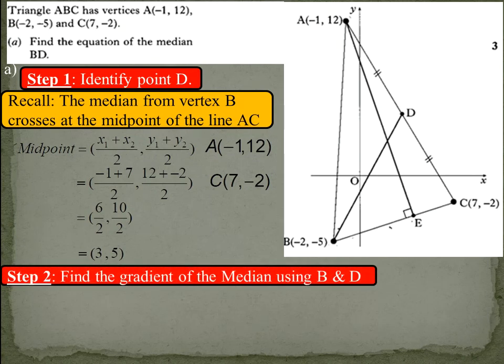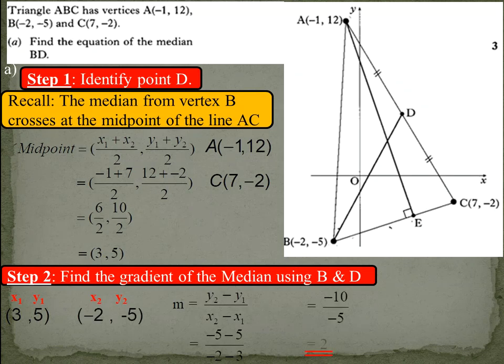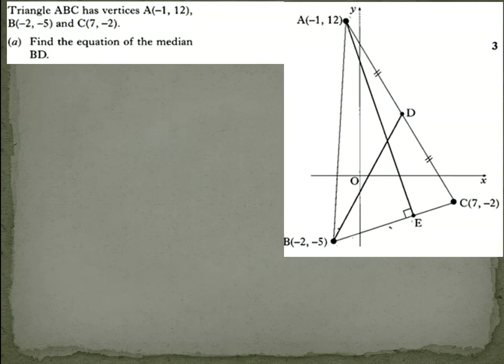Step 2, you've been asked to find the equation of the median. To find the equation, we need a gradient. So we find the gradient of the median using B and D, because we now have coordinate B and coordinate D. So again, step by step, you do something that then allows you to do something else. Using both in the gradient formula, we get a gradient of 2. I'm happy with that. It's a positive gradient, it's sloping upwards. Last but not least, step 3.